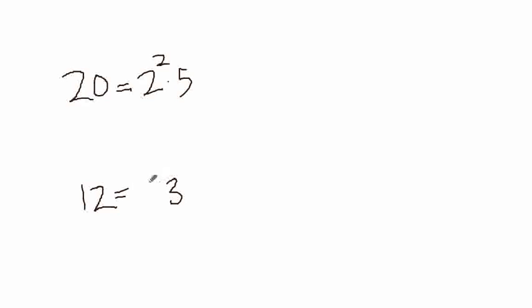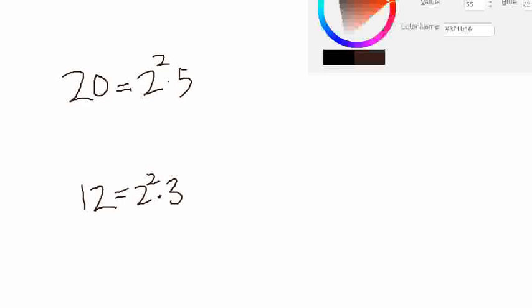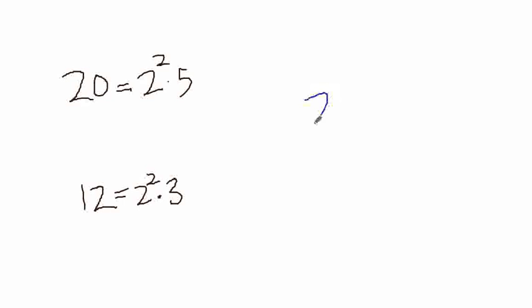Now what you want to do is make a new product of primes that includes each of the prime factorizations. So for example, if I made the product of primes 2 squared times 3 times 5, can you see that for the 20, you need 2 2's and a 5 to make the prime factorization of 20. So the blue one has 2 2's and a 5. For the 12, you need 2 2's and a 3. And the blue product has that. So that includes everything.